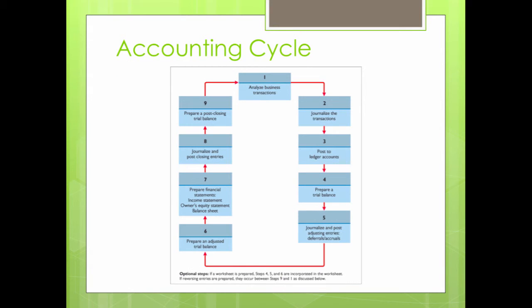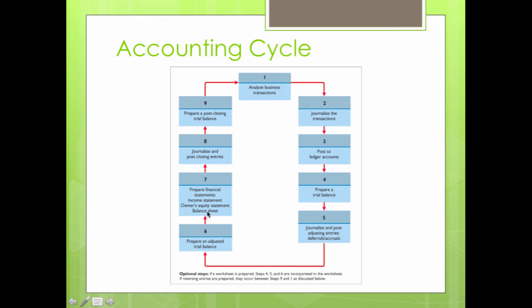Okay, so now you have completed the accounting cycle, and this is what the accounting cycle looks like. It's in your book. You learned how to analyze the transactions. And once you knew which accounts were affected by the transaction, you journalized it. Then you posted the transactions on the ledger account. You prepared a trial balance. Then they asked you to make adjustments, so you made adjustments as needed and prepared an adjusted trial balance, step 6.